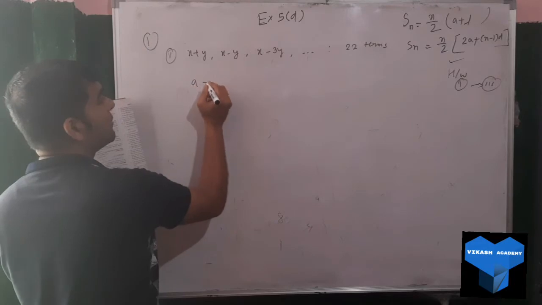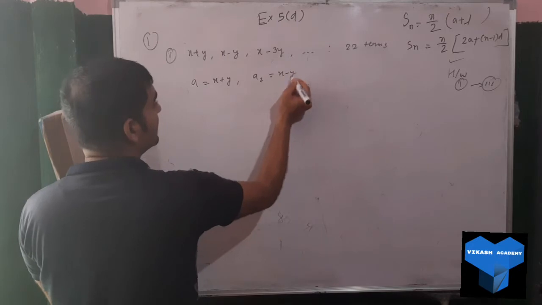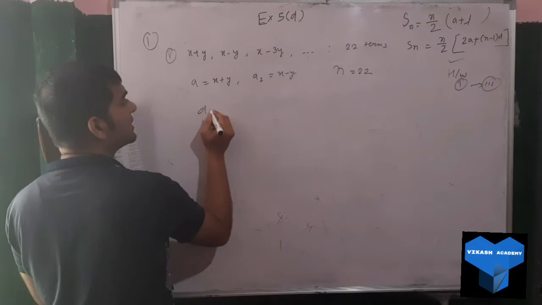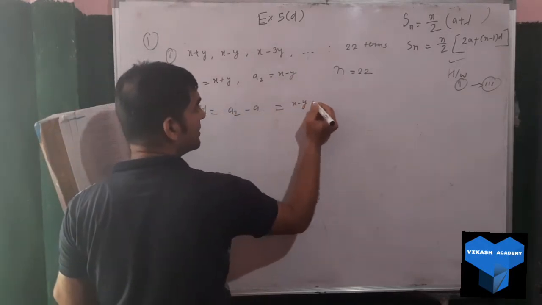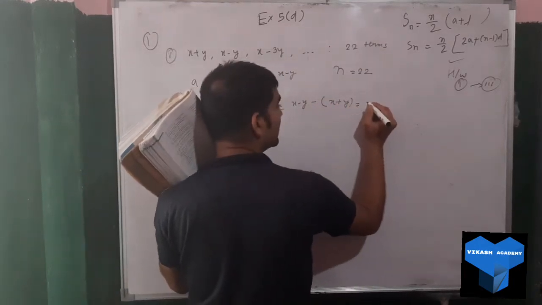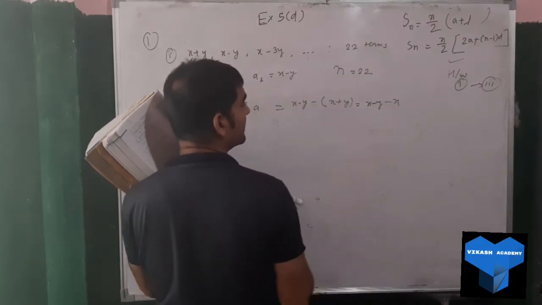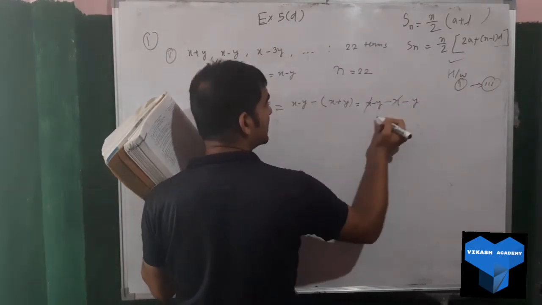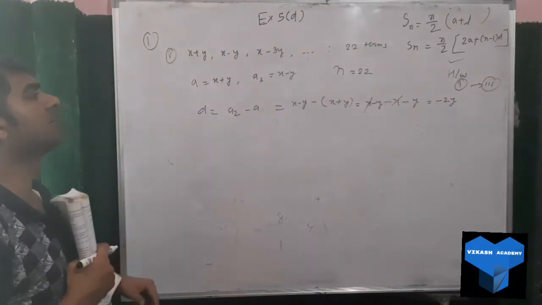So for a1, or a, we have x plus y, and a2 is x minus y. The total number of terms is 22. To find the difference, it will be the second term a2 minus a1, so x minus y, minus x plus y. Here, minus into plus gives minus x, and minus into plus again gives minus y. So x minus x cancels, and we get minus 2y. Minus 2y is the difference.